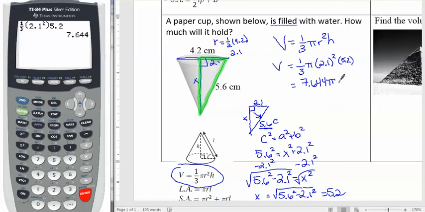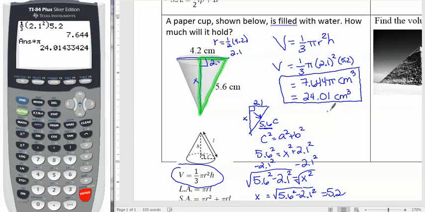Pi, because I didn't type in the number pi yet. And that's centimeters squared, cubed. I don't know why I said squared but wrote cubed. It's cubed. Then when I times it by pi, I get 24.01. And that's my final answer for the volume of this paper cup.